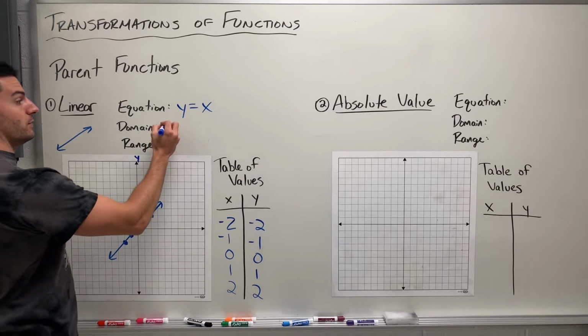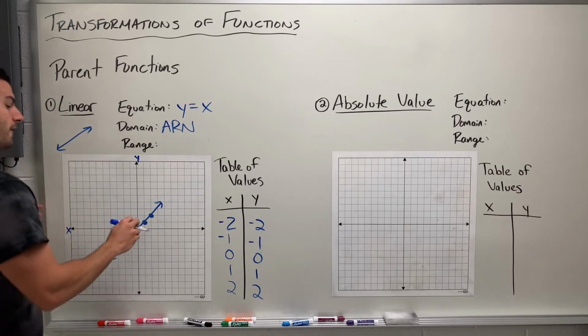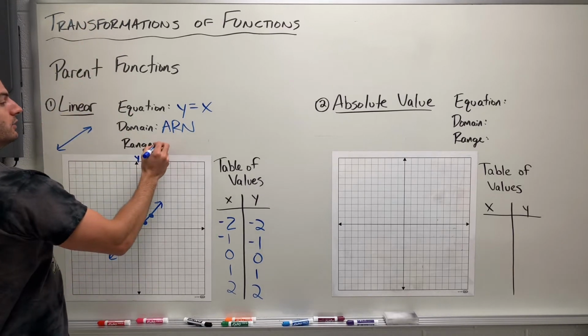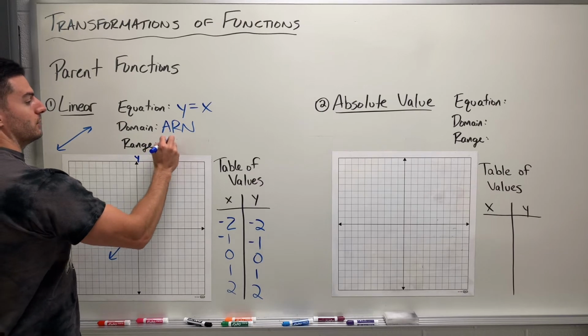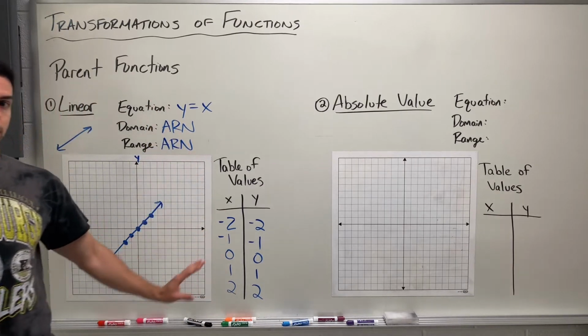So that means the domain would be, I say ARN, standing for all real numbers. And then the y value, up and down. It's going to go down forever and it's going to go up forever. So that also means it's going to hit all real numbers. So that's the linear parent function, kind of all the characteristics of that.